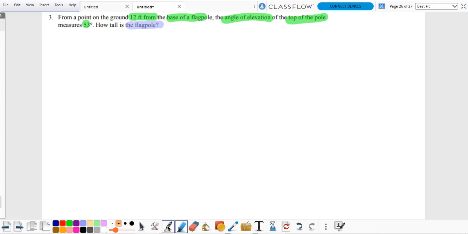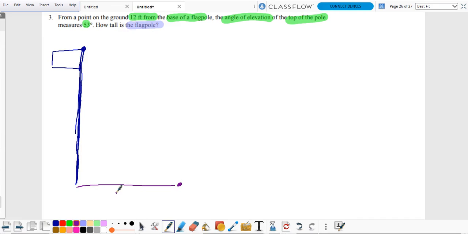Right, I'm going to draw it. So you've got a flagpole. Let's draw that. You don't have to be as nice as mine. So there's my flag, there's the top of it, and there's my pole. Then from a point on the ground, we don't know what the point is, but I'm just going to draw a point, let's say from this point here. It's 12 feet, so this is 12 feet long.